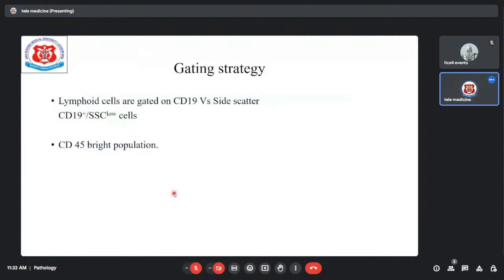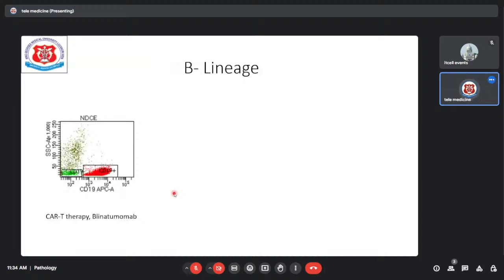So lymphoid cells are gated on CD19 versus side scatter. In acute leukemia we used to use CD45 versus side scatter. In BCLPD we prefer to use CD19 versus side scatter. Okay. And usually on the CD45 plot, these are B chronic lymphocytes. This is a B lineage. As you can make out, we are using CD19 versus side scatter as the gating plot.